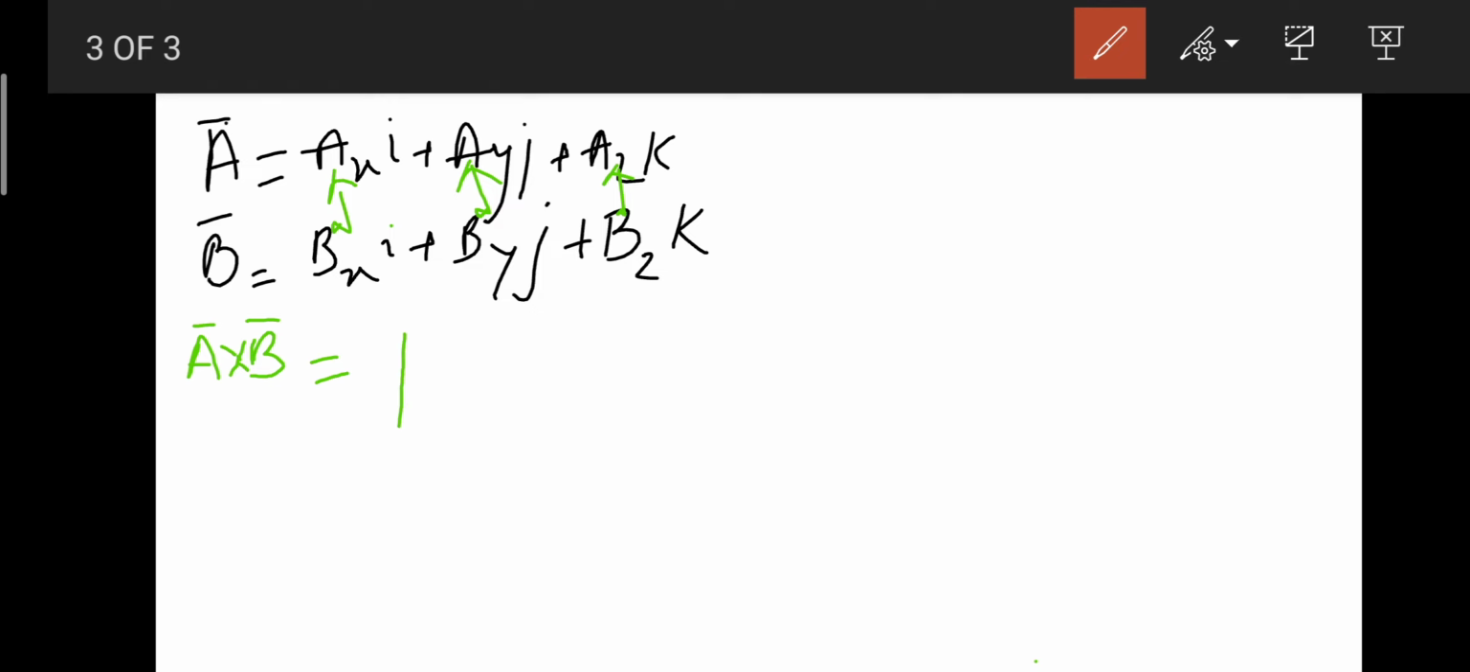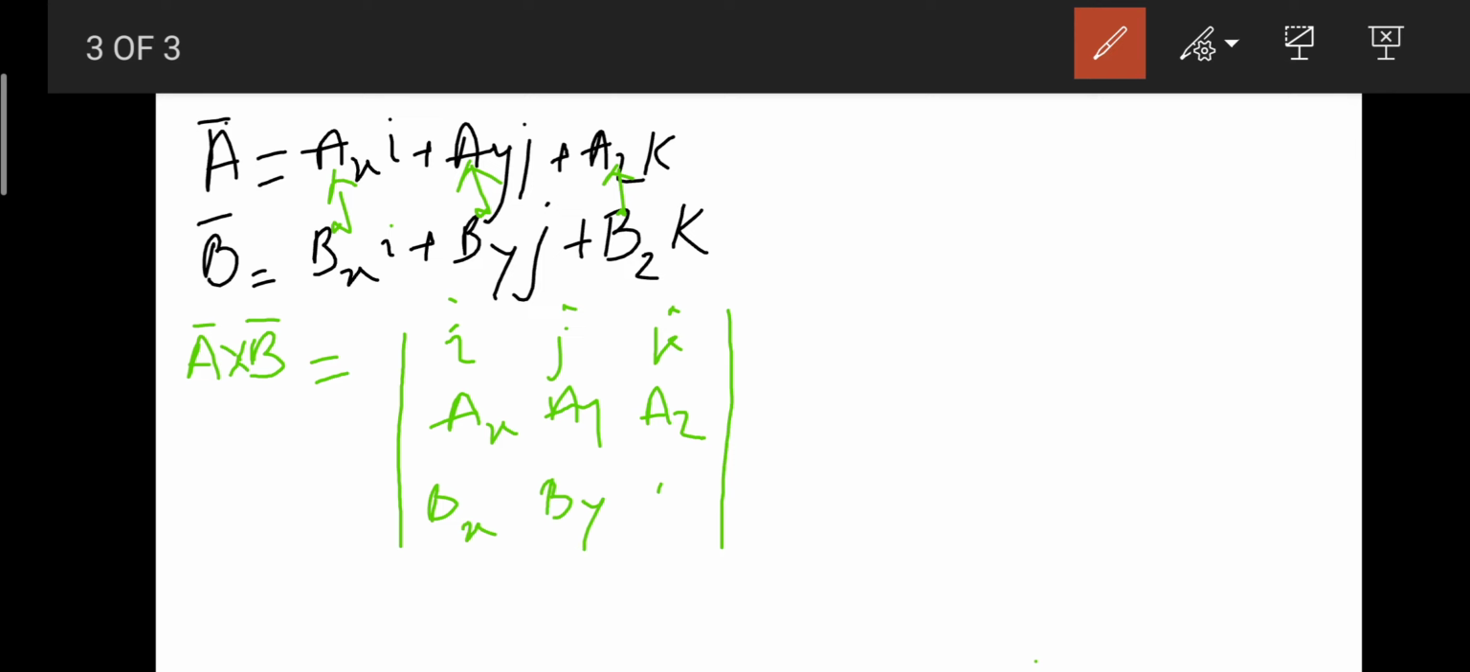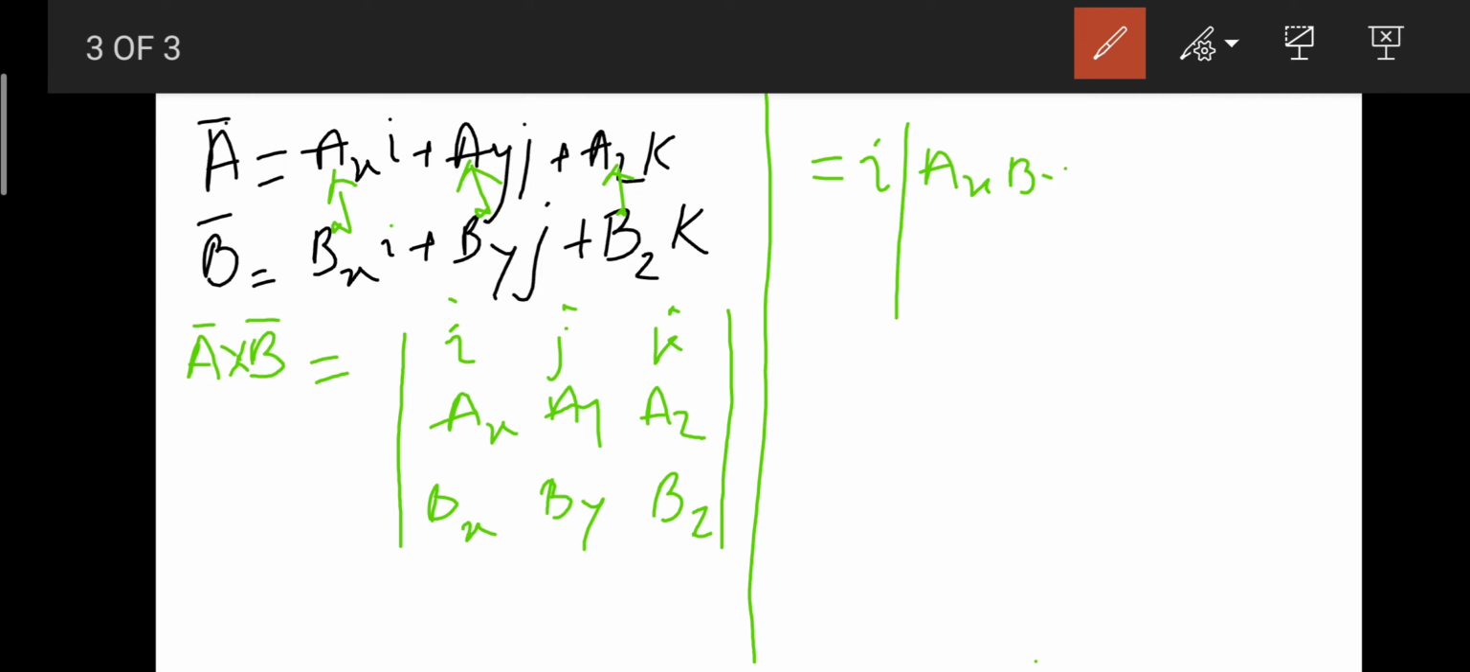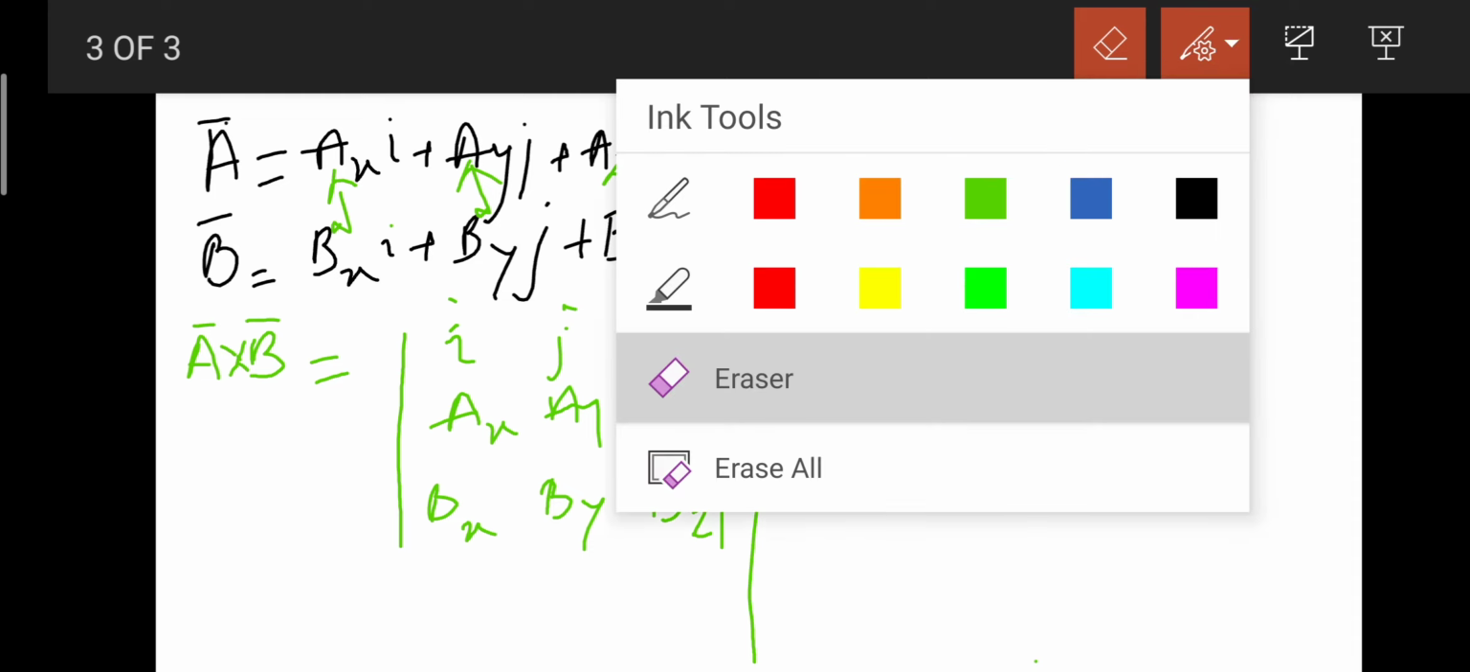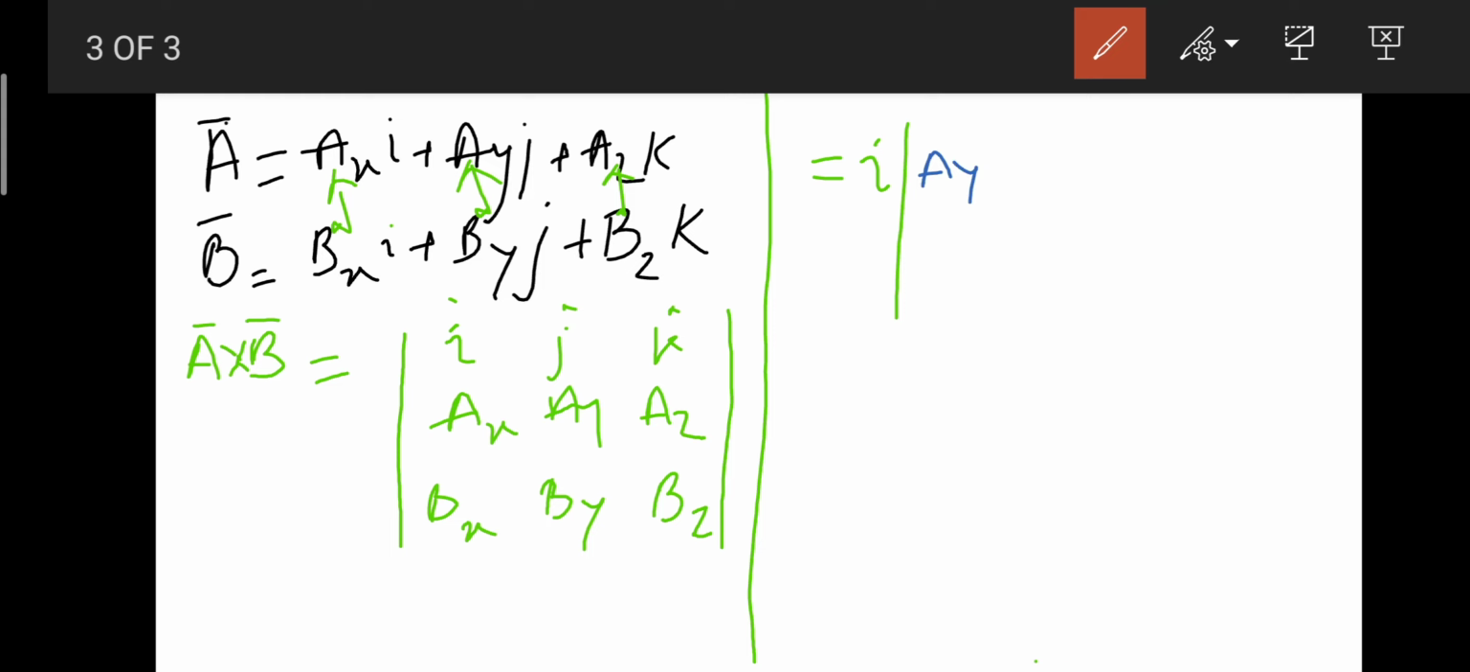So for that, I'm going to draw it like this: i, j and k unit vectors, and the values of the vectors, that is ax, ay, az, and bx, by, and bz, right? And you know very well how to solve this particular matrix, and now I'm going to solve it. So this would be equal to i times ay, az, by, bz.